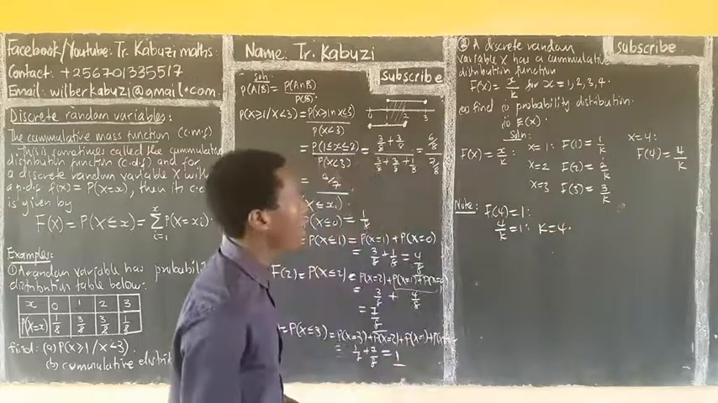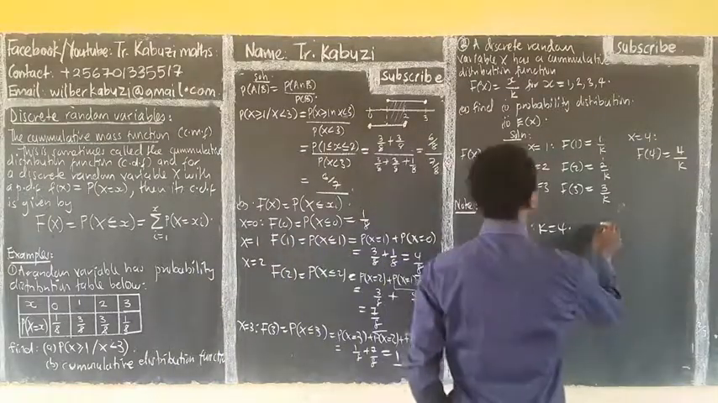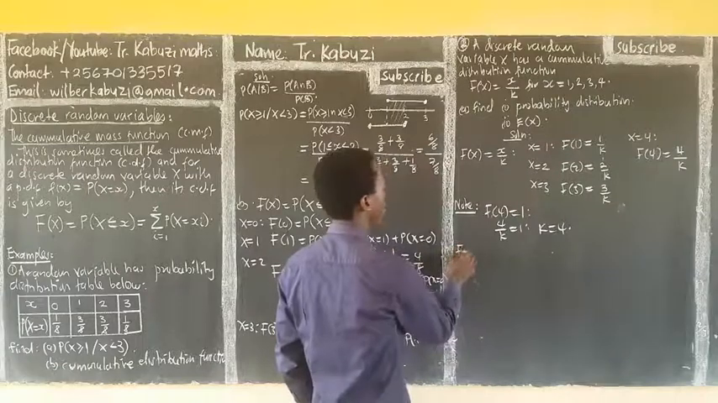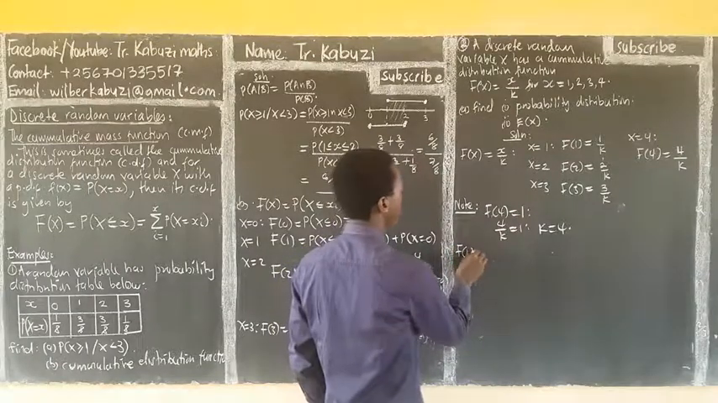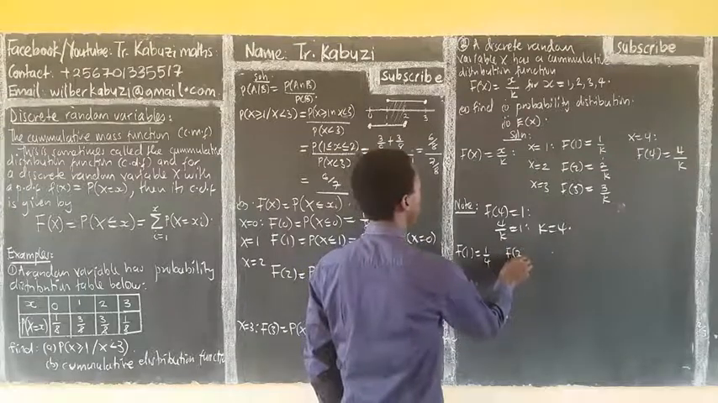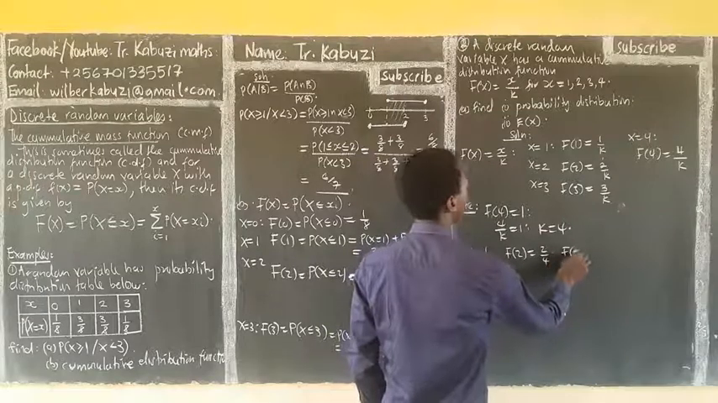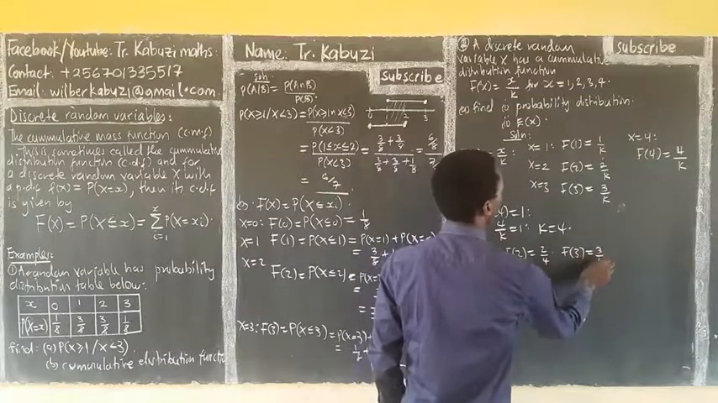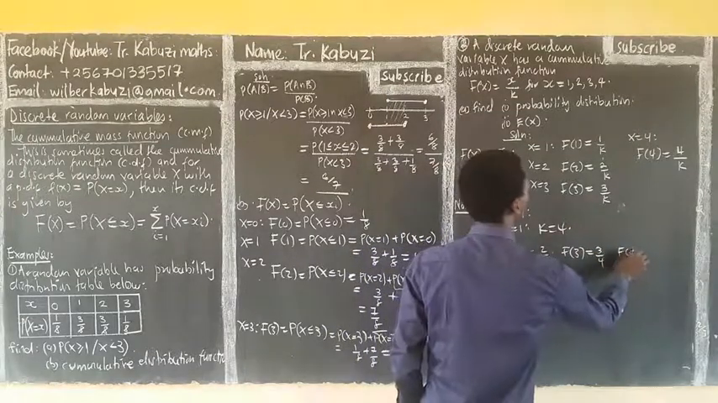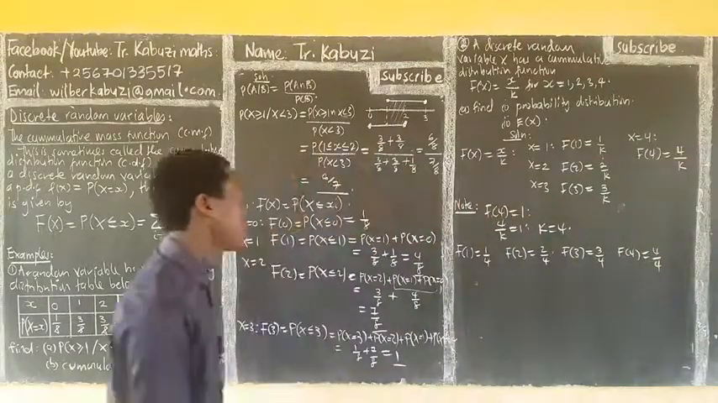So after getting the value of k, it means that now from here, my f of 1 is going to be 1 over 4. My f of 2 will be 2 over 4. Then my f of 3 will be 3 over 4. Then my f of 4 will be 4 over 4, which you can see is obviously 1.